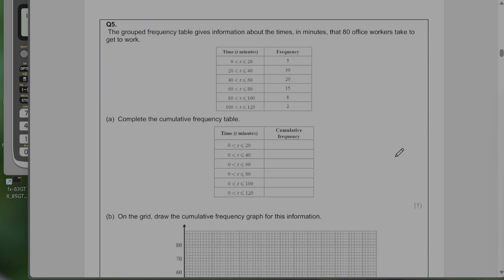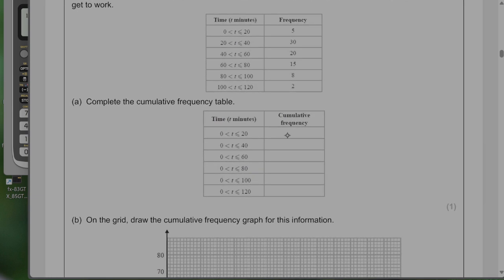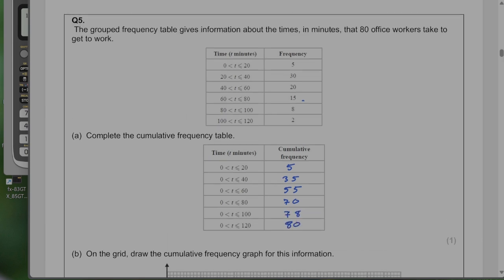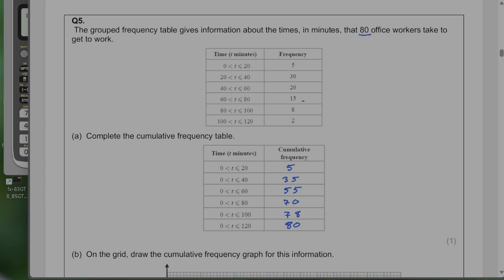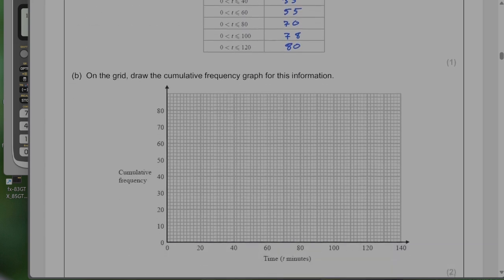Question 5. The group frequency table gives information about the time in minutes that 80 office workers take to get to work. Okay, complete the cumulative frequency. So we're just adding the frequencies. The first cumulative frequency is going to be 5. The next one is going to be 5 plus 30, which would be 35. We've then got 35 plus 20, which would be 55. 55 plus 15 is going to be 70, 78, then 80. Double check. Yeah, 80 office workers, and we've got an 80 total, so that's a good sign.